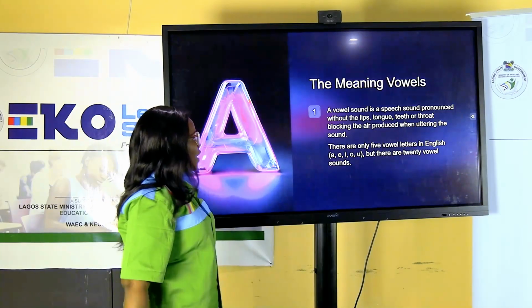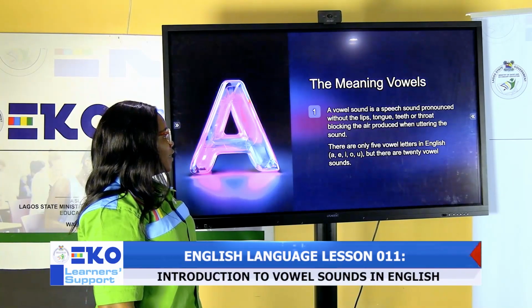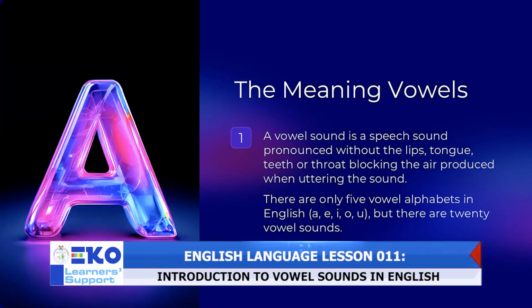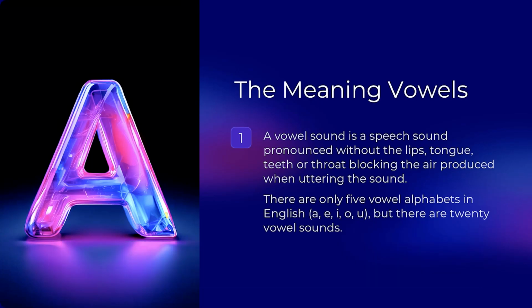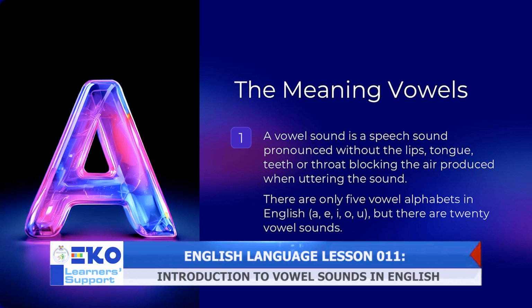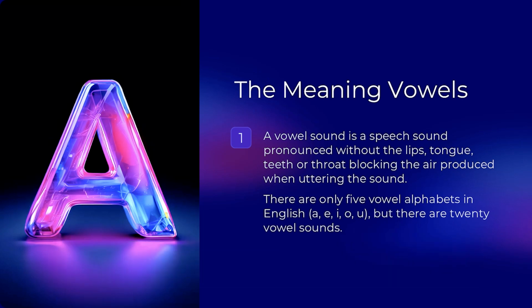What are vowel sounds? Vowel sounds are speech sounds pronounced with the lips, tongue, the teeth, and throat, without blocking the air produced when uttering the sound. This means that when vowel sounds are produced, there is no obstruction of air coming from the lungs. There is a free flow of air, unlike its counterpart, which is the consonant.